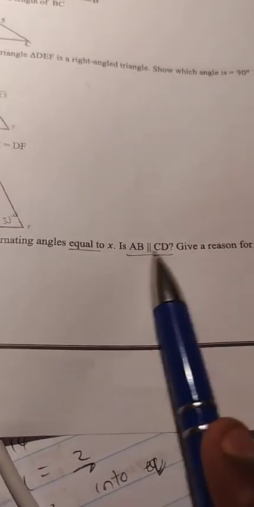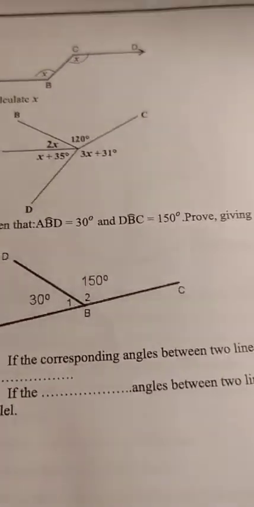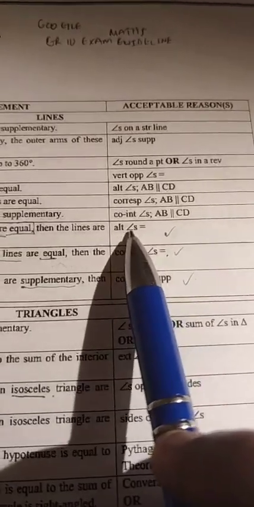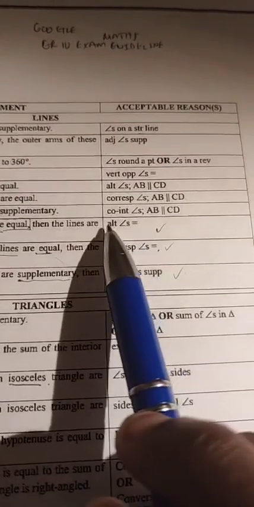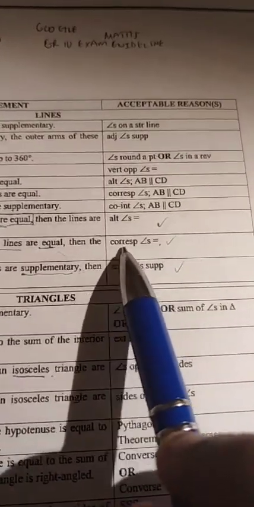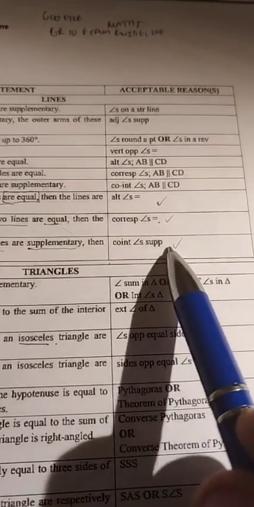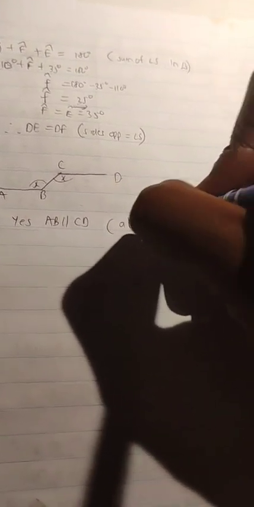Is AB parallel to CD? Give a reason for your answer. Well, your answer is yes. AB is parallel to CD. When they say give a reason for your answer, do you know what your reason is? There it is. To prove that lines are parallel, there are one of 3 reasons. It's either you see alternate angles that are equal, or you see corresponding angles that are equal, or you see co-interior angles that are supplementary. So in this case, it is alternate angles equal.